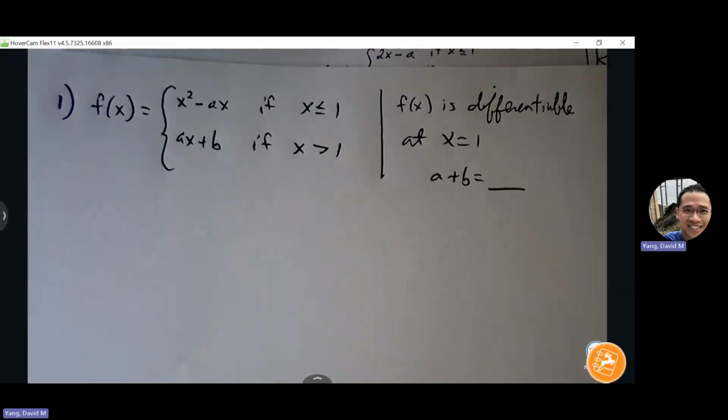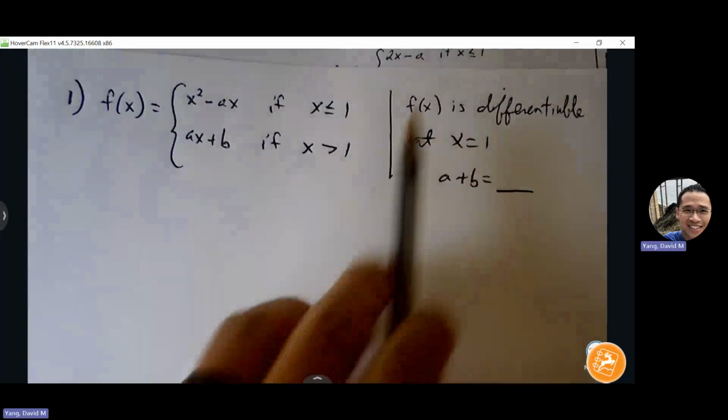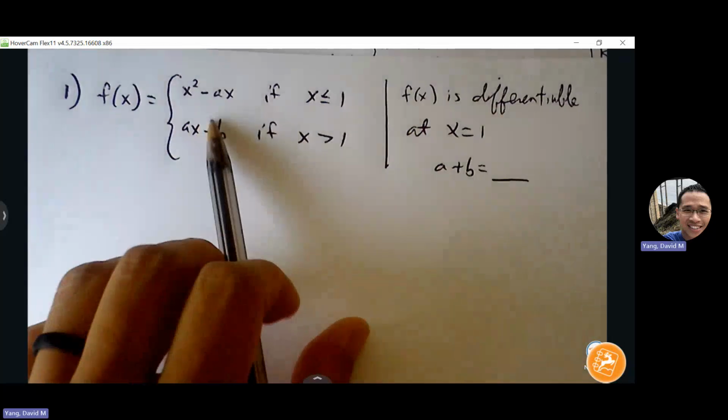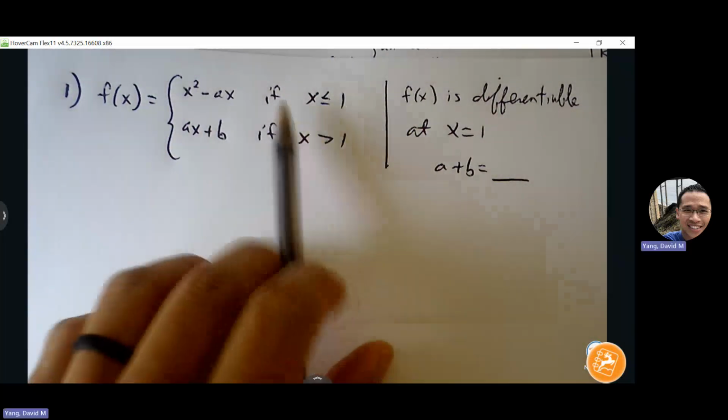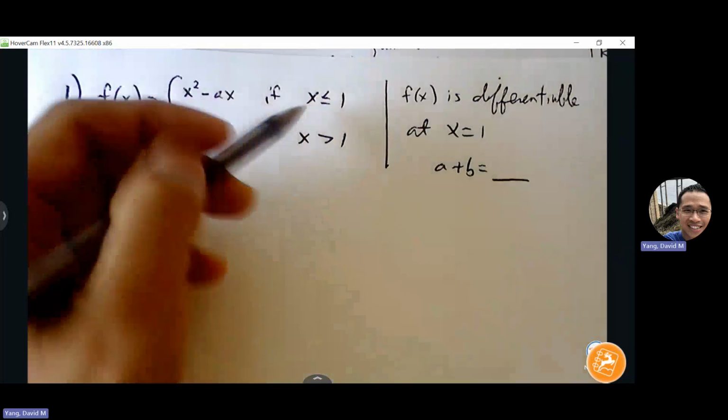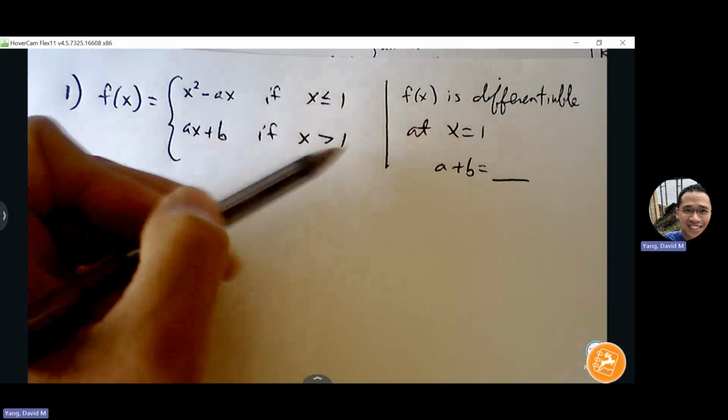We have a piecewise function. We're trying to solve for a and b. We know our function is differentiable. So what that means is that not only are these two branches of the graph going to connect at 1, they're going to share the same y value at 1, but they're also going to share the same slope.